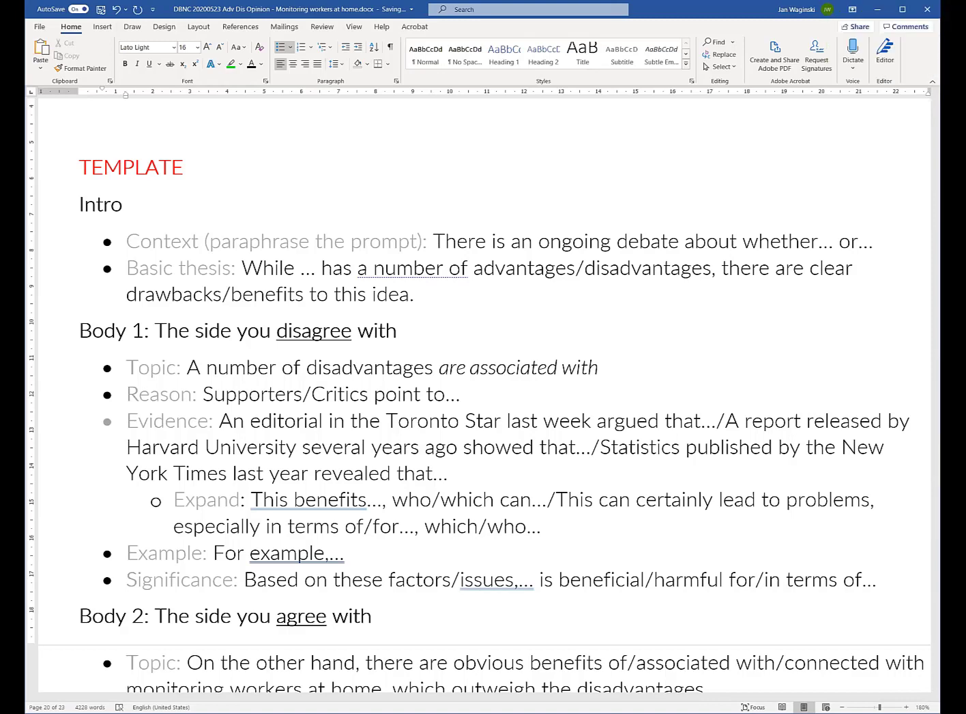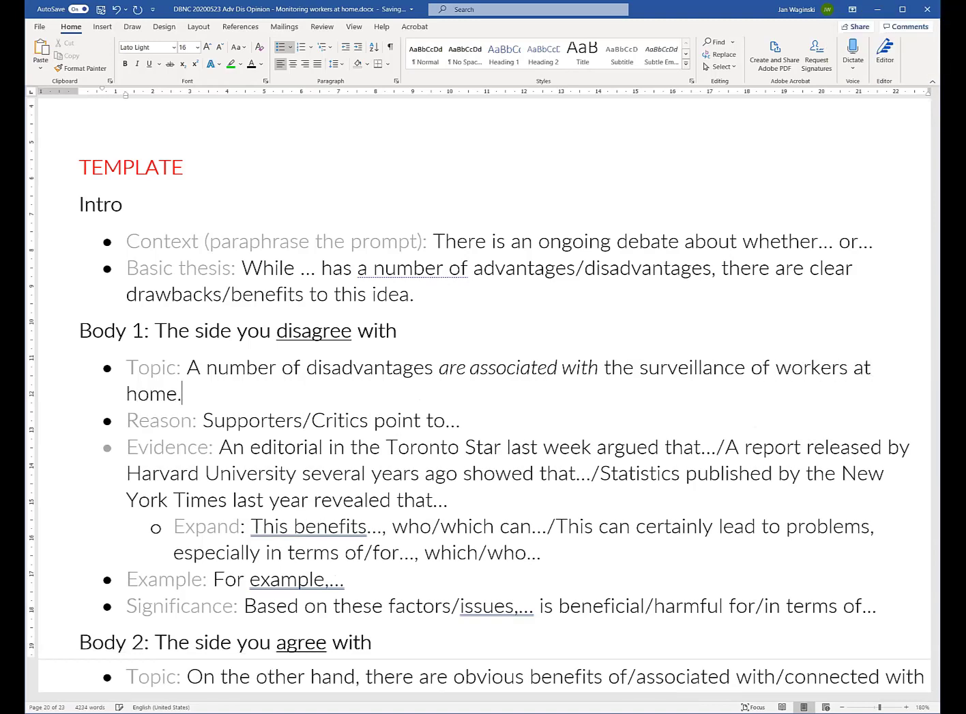A number of advantages are associated with the surveillance. That's a good one. Surveillance of workers. Can we say with surveilling workers at home? Or workers working from home. Surveillance of workers at home. Workers working from home, you could do that too. Can we say surveilling the workers at home? Yes, you can. Surveilling is a much less common version of surveillance. It's not very commonly used as a verb, but yes, you can.